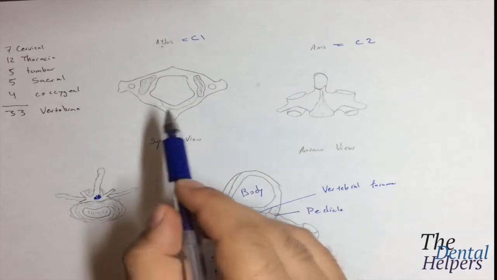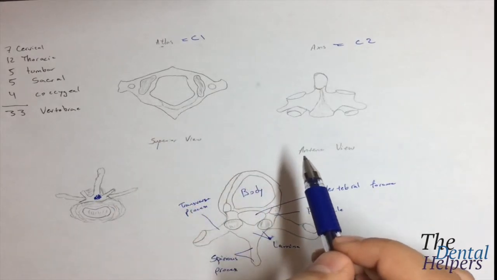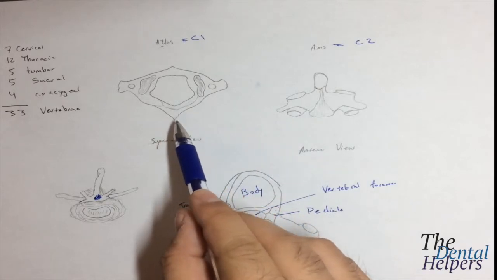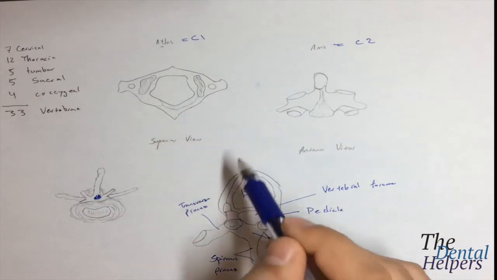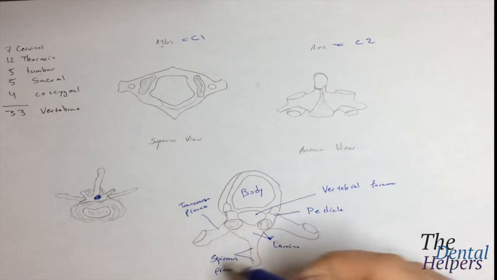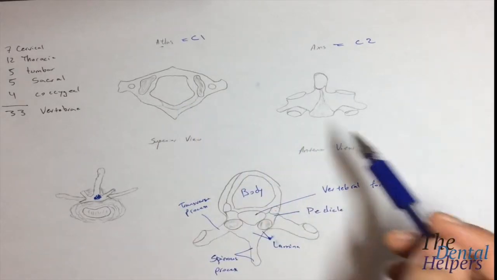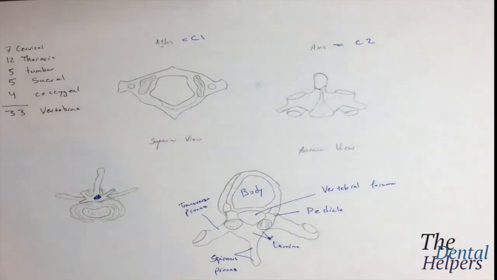Compared to the other cervical vertebrae, one thing that you should note is that the atlas does not have a body. So as you see in the general structure of the vertebrae, there is no body in the atlas. There's also no spinous process. So those are some big things to take note of.